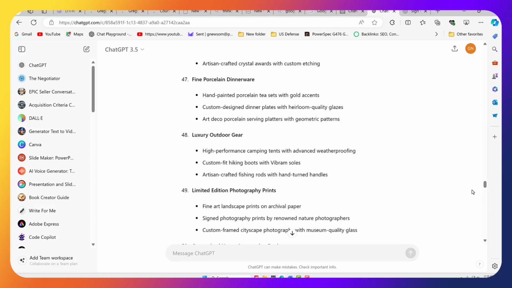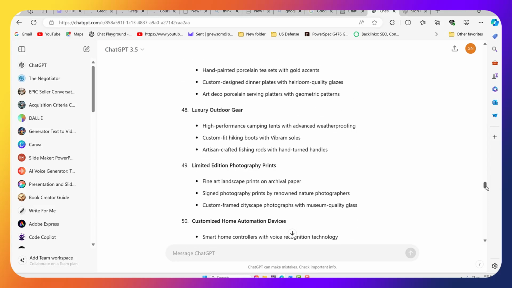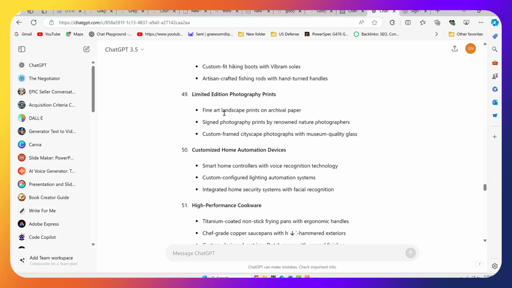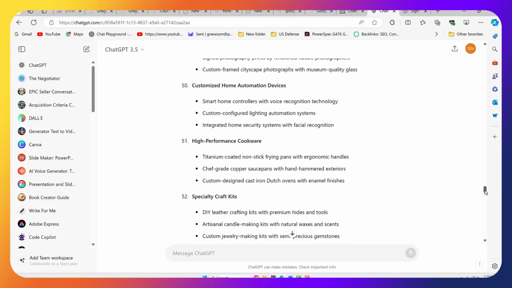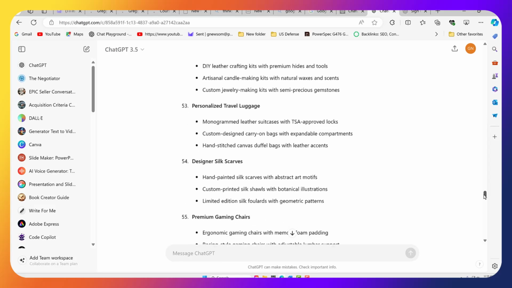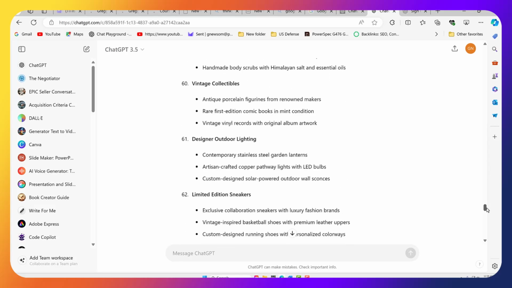These here are good. Here we get down to what I really consider the wall art. Limited edition photography prints. Some of this stuff you're actually going to end up with the pictures instead of just limited editions. These things are all good. But see how we're able to pull all this stuff up out of this.